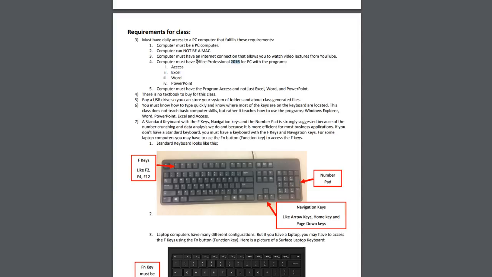Bottom line, there's lots of different versions to buy. If you want it for your home computer, it's got to be for a PC, and it's got to contain these 4 programs. Now, there's no textbook for this class, which is great news. All of the content will come from the video lectures and the handouts and files that I create.